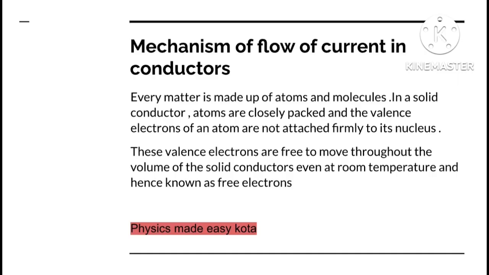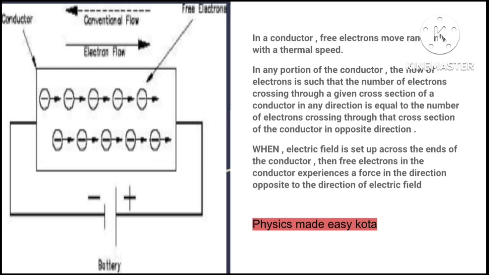So these valence electrons are free to move throughout the volume of a solid conductor even at room temperature. So they are free to move and therefore they are known as the free electrons. In a conductor, the free electrons move randomly with a thermal speed of the order of 10^5 to 10^6 meters per second, and all this takes place at room temperature.